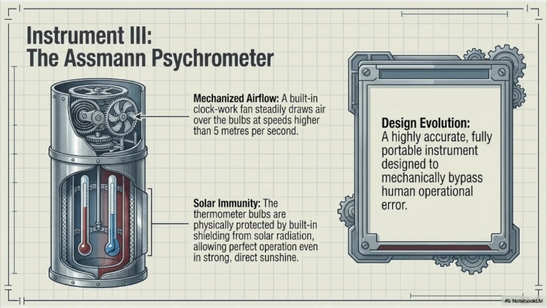The third instrument is the Assmann psychrometer, a more advanced tool. It features mechanized airflow using a built-in clockwork fan that steadily draws air over the bulbs at speeds higher than 5 meters per second. It also offers solar immunity, since the thermometer bulbs are physically protected by built-in shielding from solar radiation, allowing perfect operation even in strong, direct sunshine. This represents a significant design evolution, a highly accurate, fully portable instrument designed to mechanically bypass human operational error.